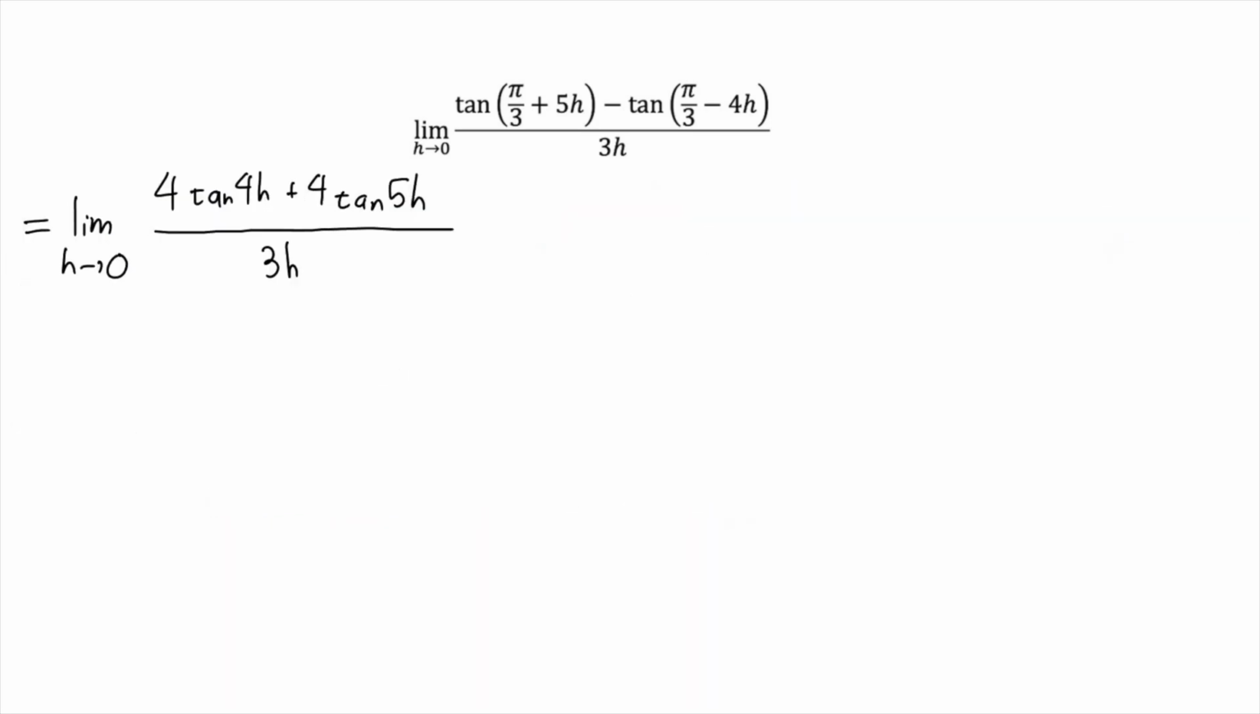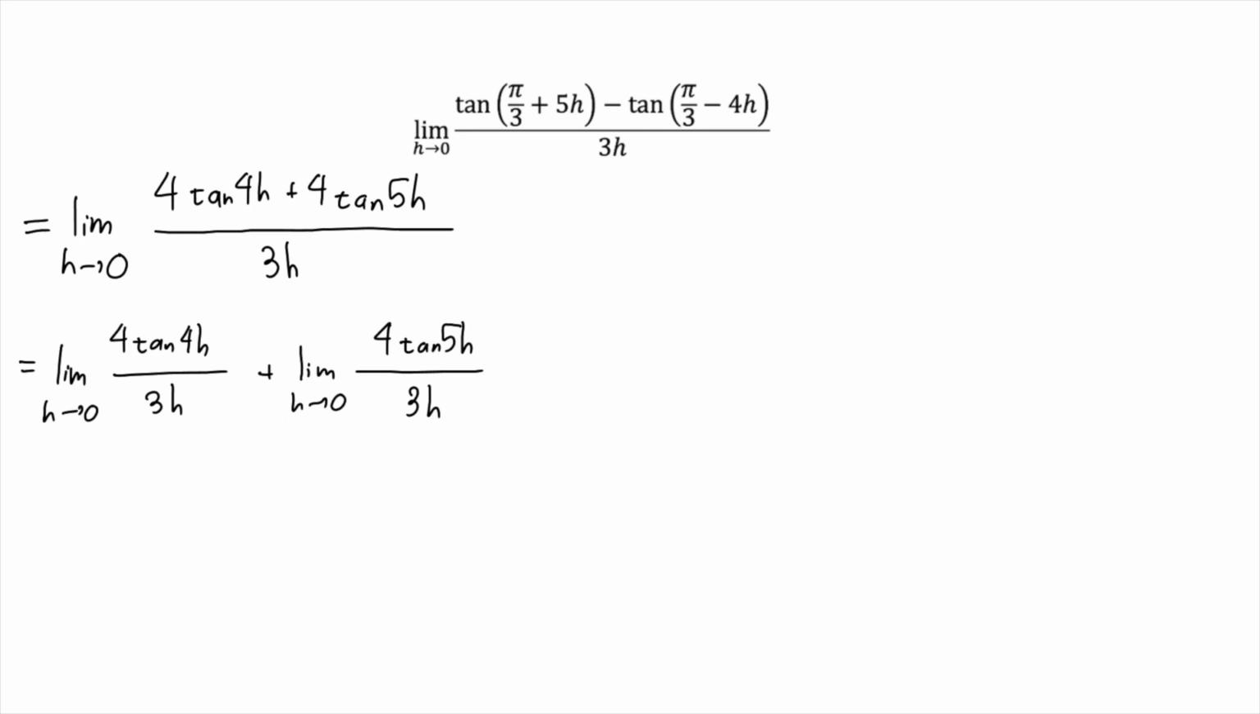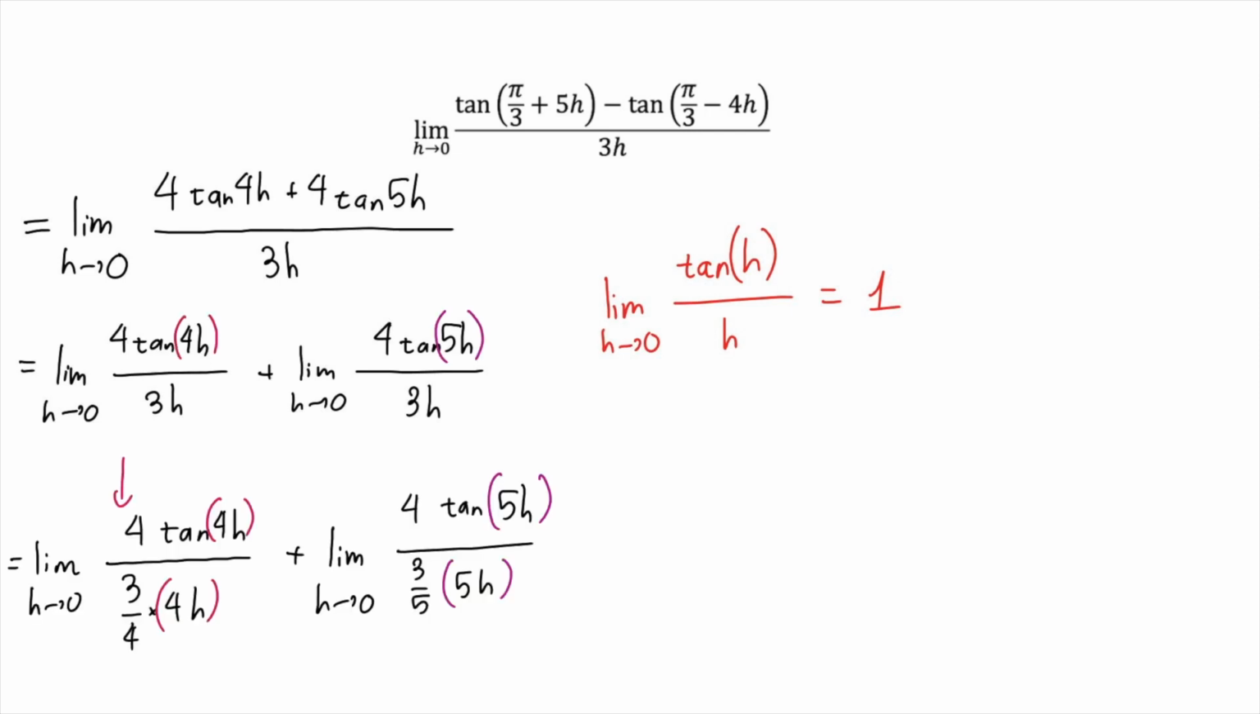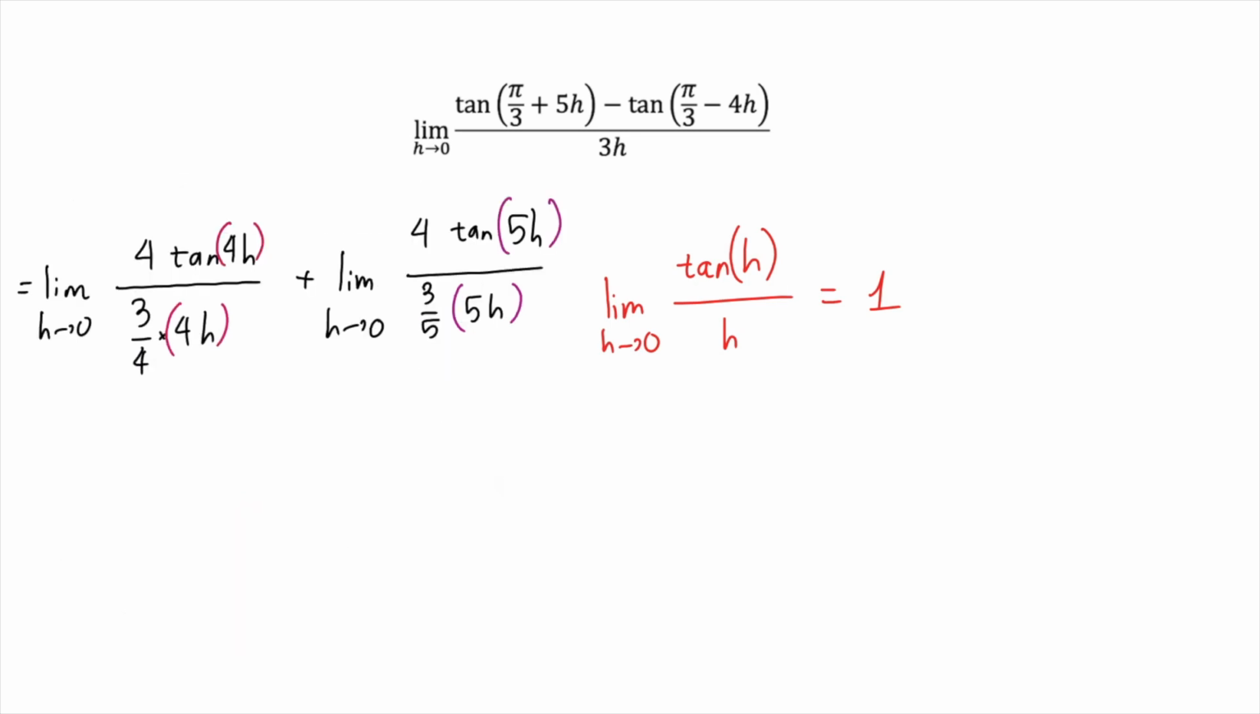So now we get the limit as h approaches 0 of (4 tan 4h + 4 tan 5h) over 3h. We can basically split this into two different limits, and you can tell that it's very, very close to the form that we want. Given that there's a 4h and a 5h inside the tangent, we can try to change the denominator so that it also has a 4h and a 5h.